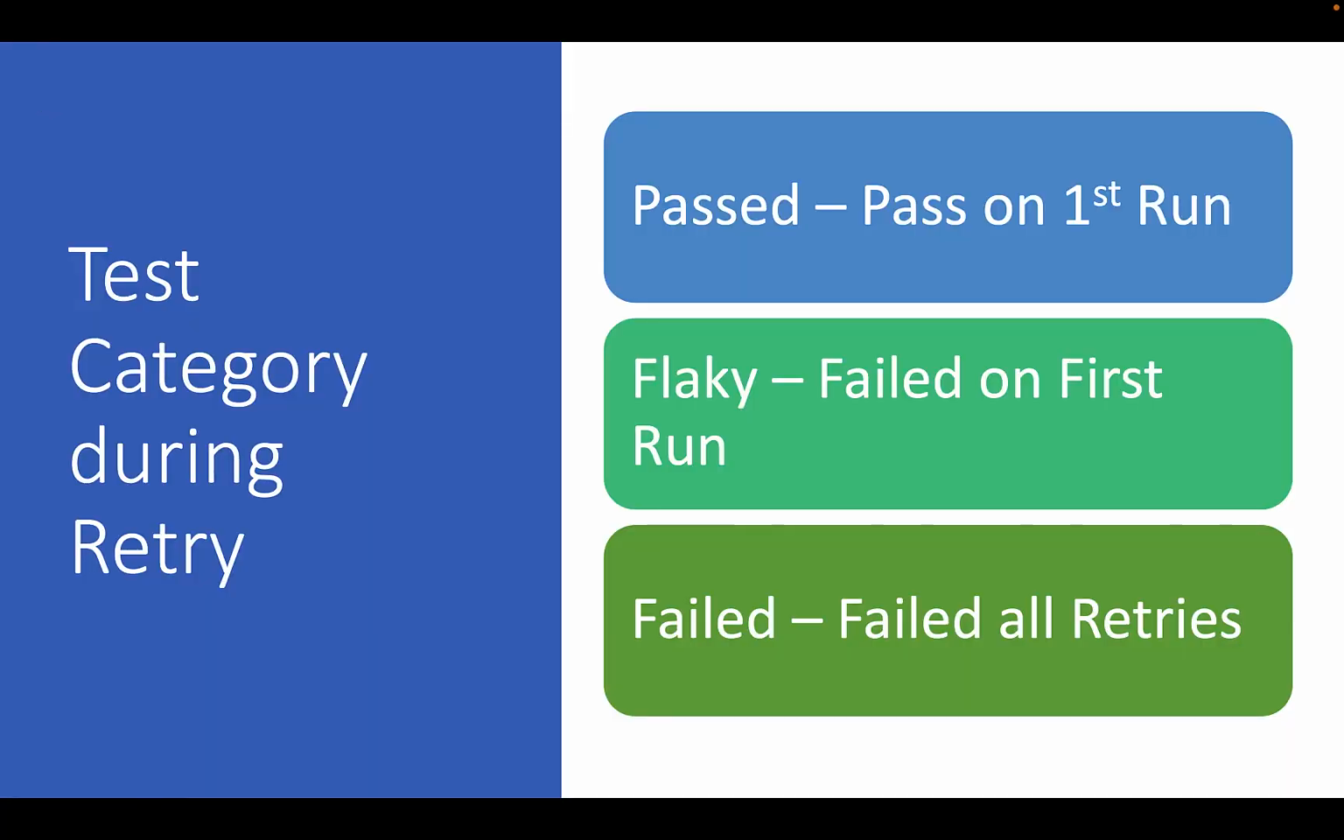During retry, Playwright Test will categorize tests as follows: passed, tests that passed on the first run; flaky, tests that failed on the first run but passed when retried; failed, tests that failed on the first run and failed all retries.